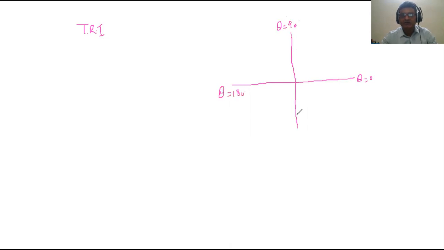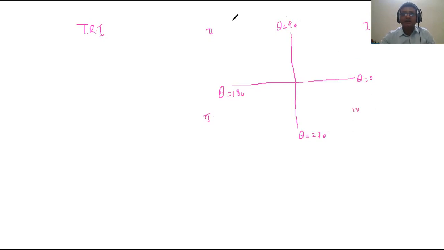Our topic is TRI. It means trigonometric ratios. First of all, we'll discuss this. We are taking theta equals 0, this is theta equals 90 degrees, this is theta equals 180 degrees, and here theta is equal to 270 degrees. Now, as you know, this is the first quadrant, this is the second quadrant, this is the third quadrant, and this is the fourth quadrant.